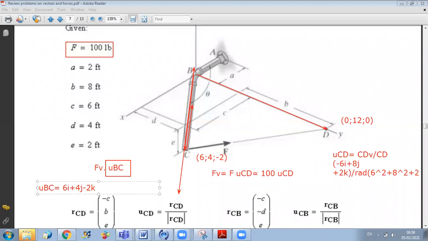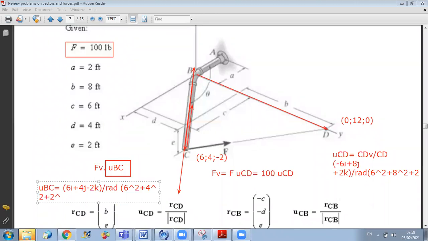Just divide by radical of the length of the vector. Yes, so over radical of 6 squared plus 4 squared plus 2 squared.